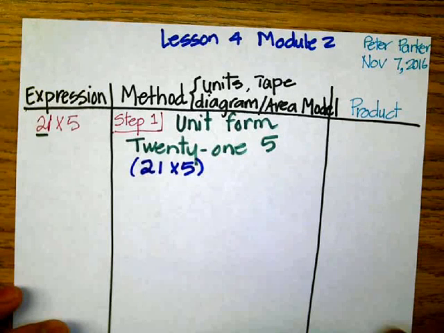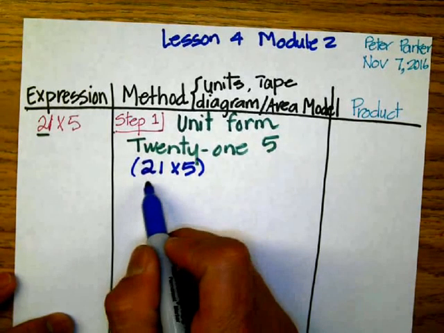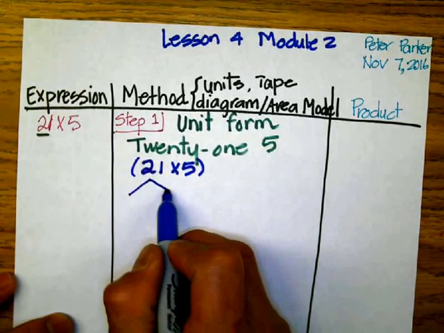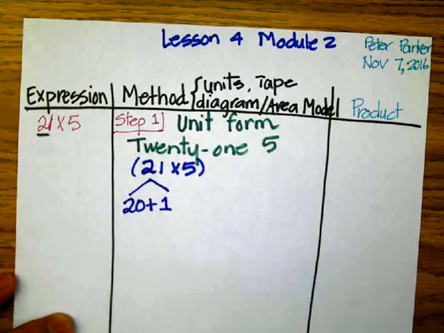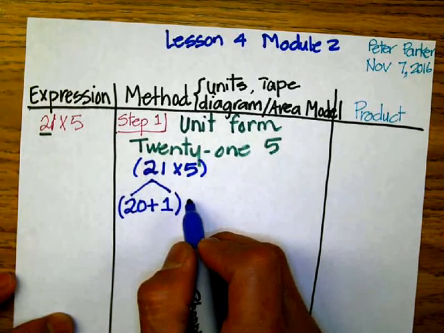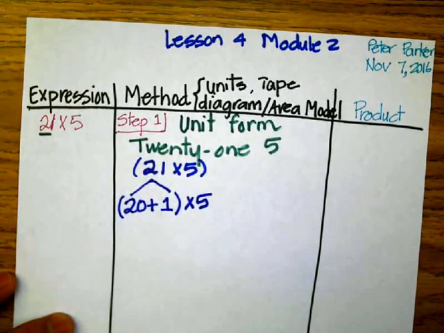And now there is something we can do to make this easier. So for multiplication, we're going to decompose the 21. The 21 has 2 tens plus 1. And all we got to do now is multiply those numbers, times 5. And that's what you call the distributive property.